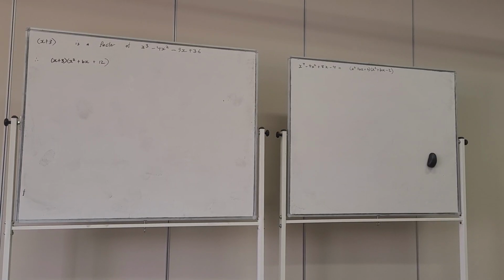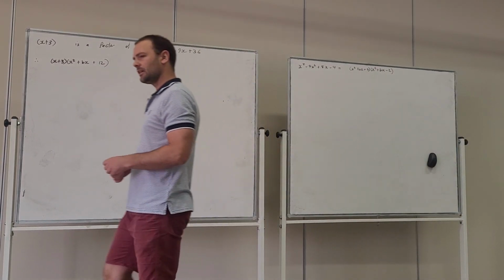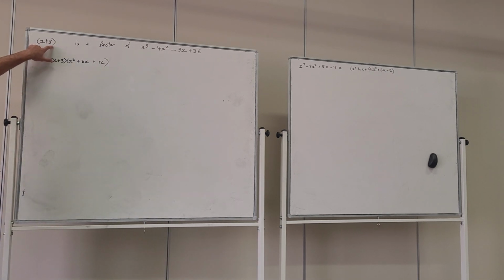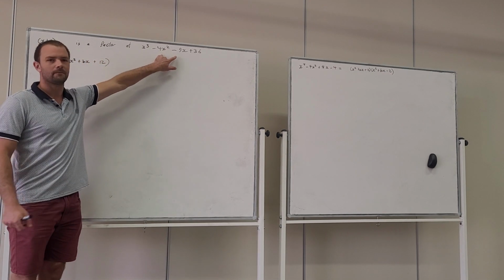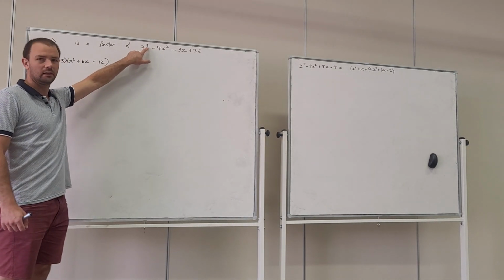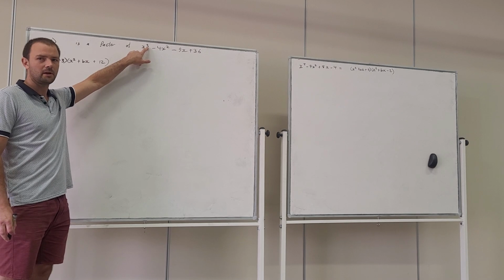Today, 2C, we're doing polynomial equality. We have done this in Year 11 Methods, but again, we're going to make it a little bit more complex. So we will start with some stuff that we're familiar with. Firstly, if we have x plus 3 is a factor of this cubic, I know it's a cubic because the leading power is 3.